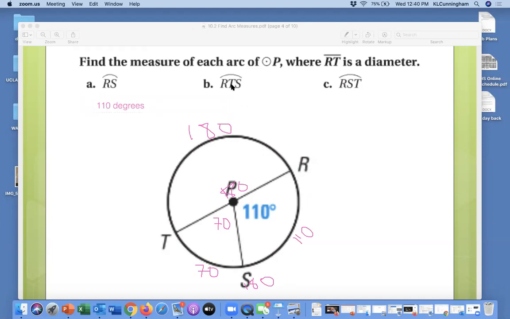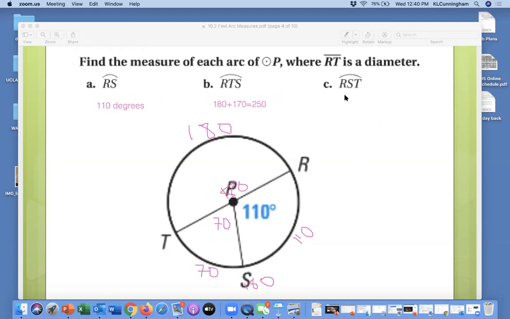Find the measurement of arc RTS. That means go the long way, RTS. So that would be 180 plus 70, which equals 250. You could have also done 360 minus 110, and that would have given you 250 as well.